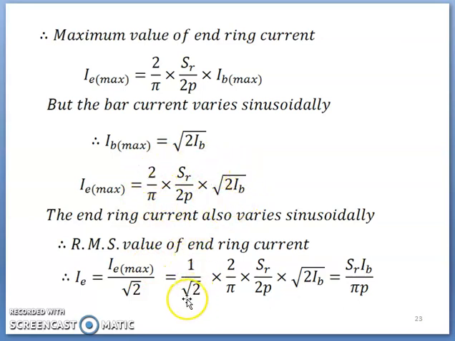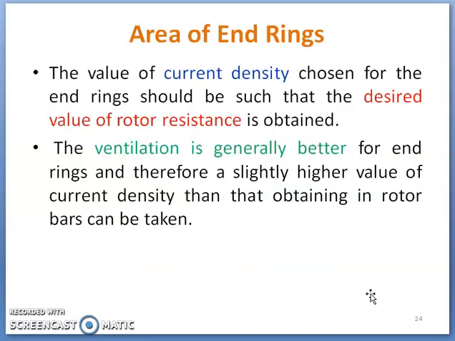So 1 divided by root 2 into this value of IE max will give the RMS value of end ring current as SR IB divided by pi P. To calculate the RMS value of end ring current, we use this equation, that is I equal to SR IB by pi P. Then, coming to the area of end rings, the value of current density chosen for the end ring should be such that the desired value of rotor resistance is obtained.